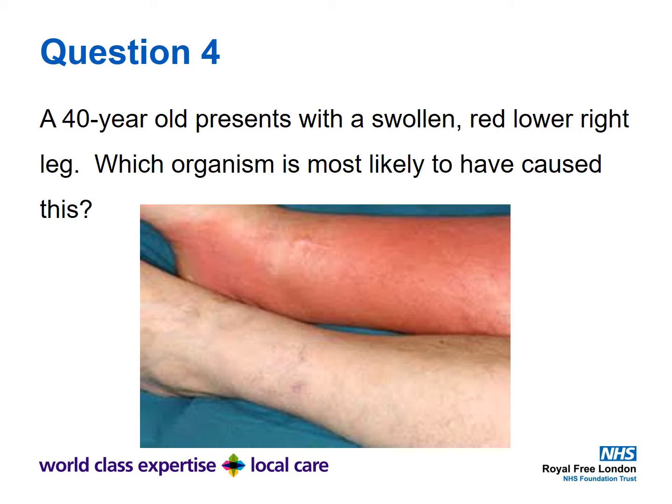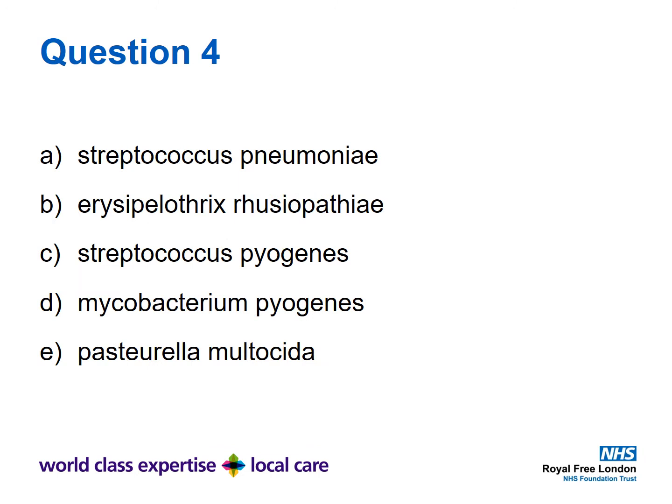Question 4. A 40-year-old presents with a swollen red right lower leg. Which organism is most likely to have caused this? Is it A, Streptococcus pneumoniae, B, Erysipelothrix rhusiopathiae, C, Streptococcus pyogenes, D, Mycobacterium pyogenes, or E, Pasteurella multocida?